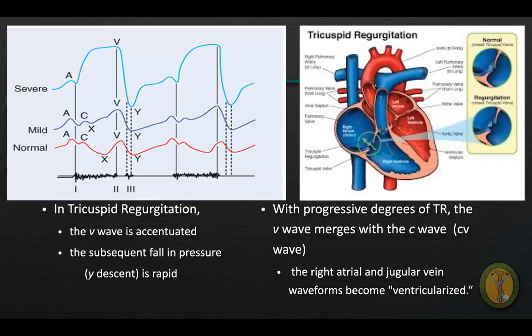Since we now know the physiology of the V wave, in tricuspid regurgitation, the V wave is accentuated. The subsequent fall in pressure, or the wave descent, will become rapid. With progressive degrees of TR, mild to severe, the V wave merges with the C wave, now called the CV wave. Now the right atrial and jugular vein waveforms become ventricularized.